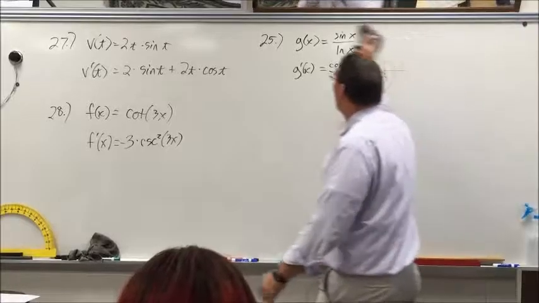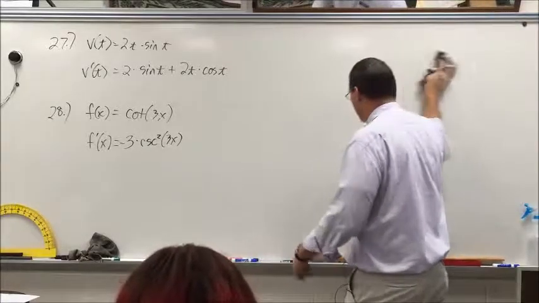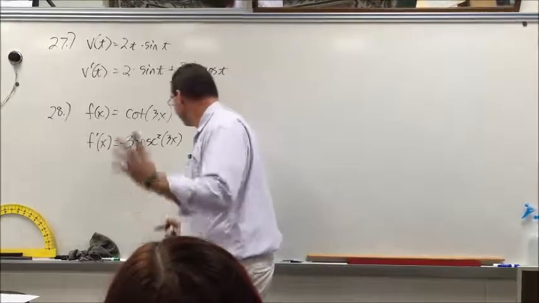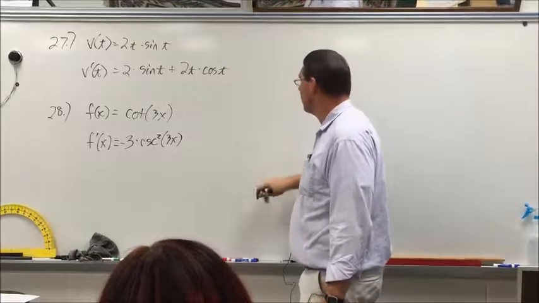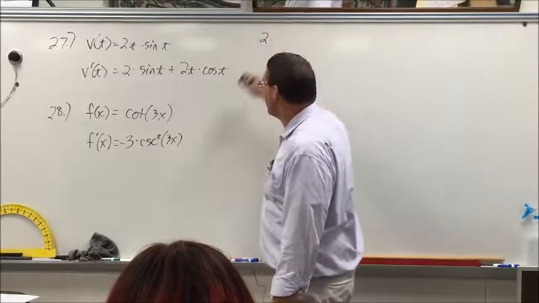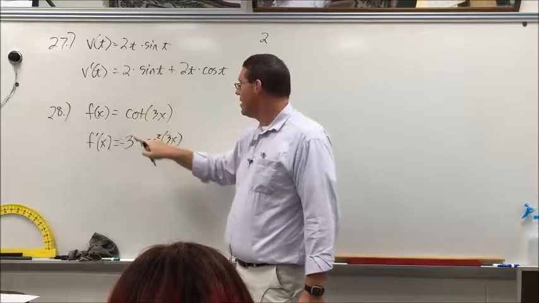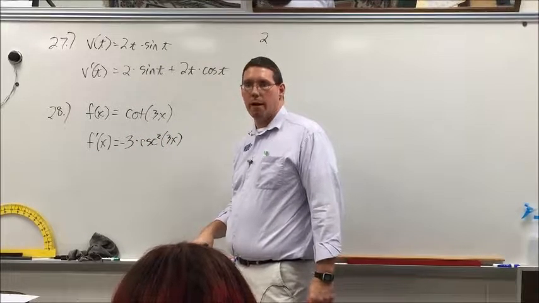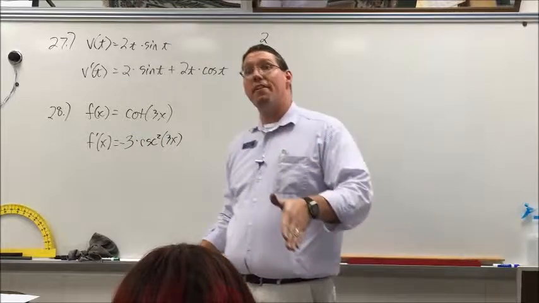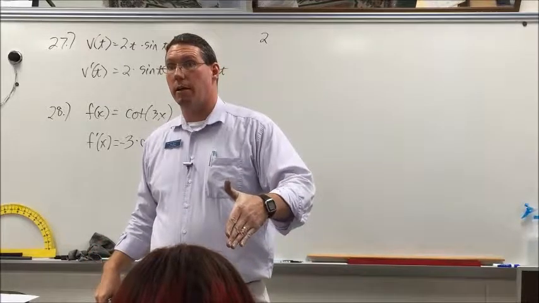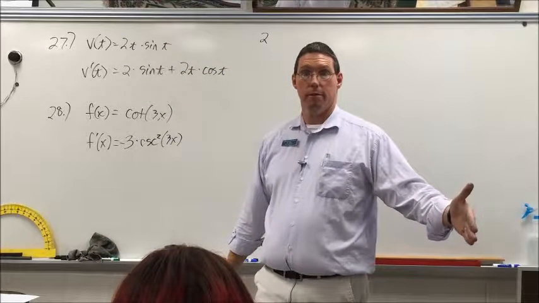It's not like the world's going to fall apart or something. Okay, because the derivative of cotangent is negative cosecant squared, right? Remember, the derivative of any cofunction is the opposite sign, right?